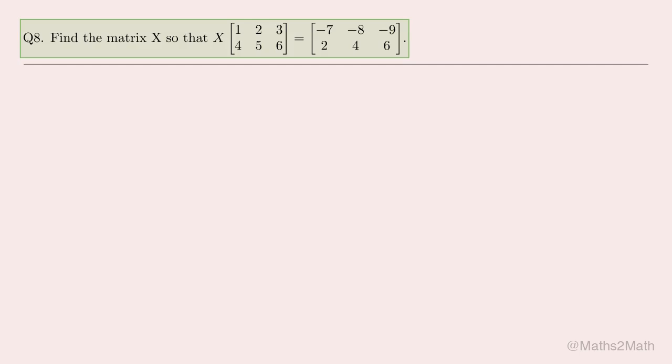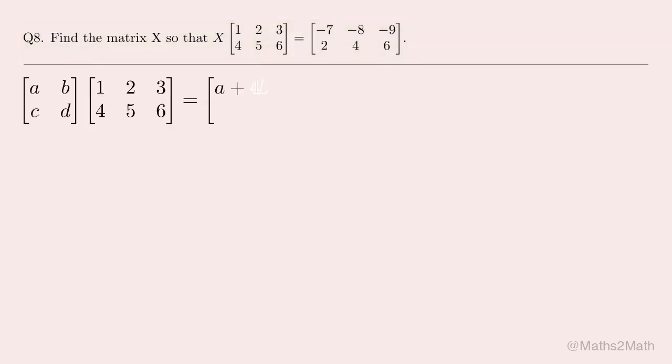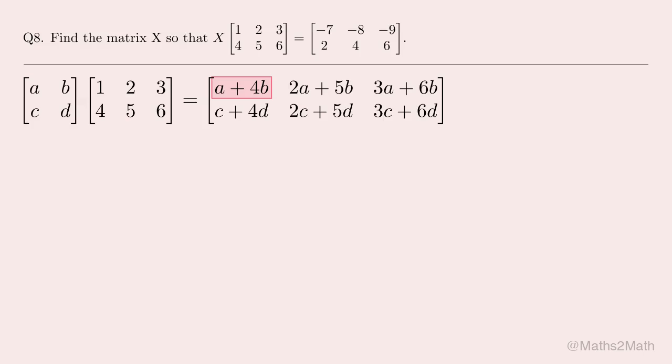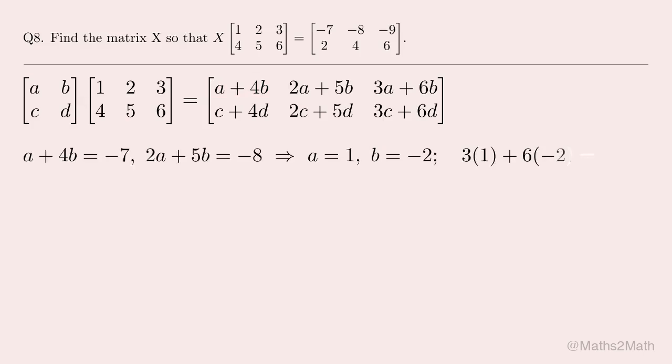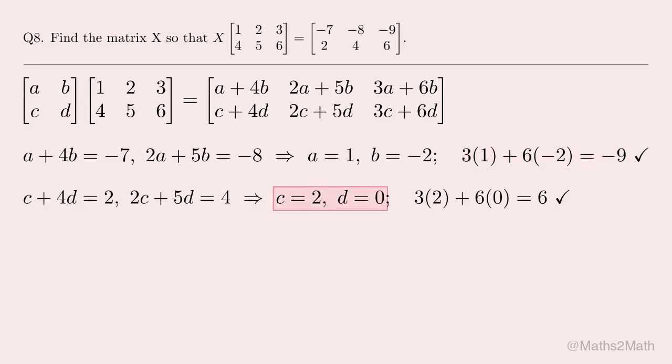Question 8. X multiplies a 2 by 3 to give a 2 by 3, so X must be 2 by 2, with unknown entries a, b, c, d. The right-hand side is fully given, so matching entries will pin down all 4 unknowns. Write X with 4 unknowns and multiply out the left side. Row 1 matches minus 7, minus 8, minus 9. From the first 2 equations, a is 1 and b is minus 2, and the third checks. Row 2 matches 2, 4, 6. c is 2 and d is 0, with the third again checking. Assembling X.